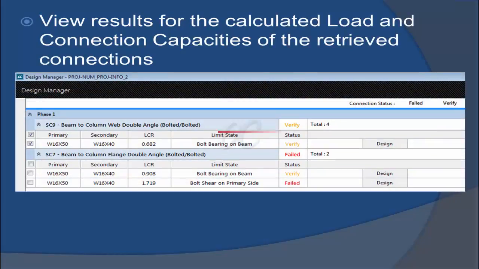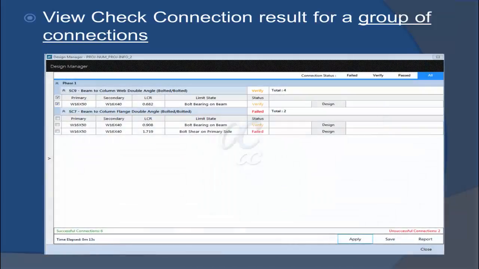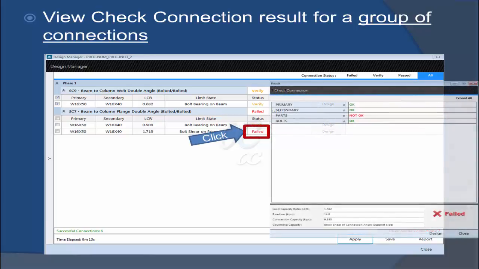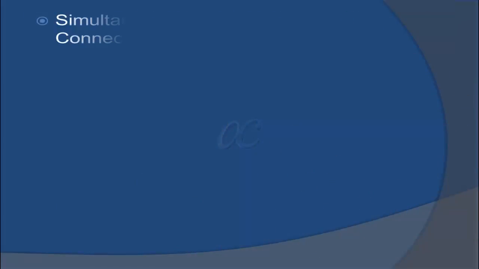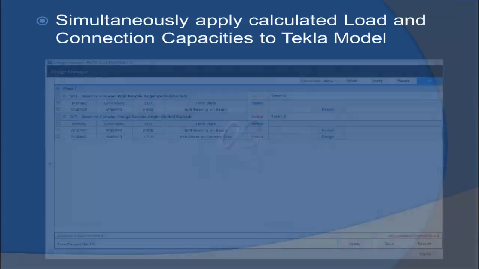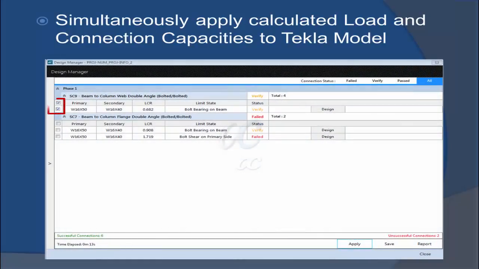At a glance, you can immediately see the calculated load and connection capacities of the retrieved connections. From the summarized status, formed under the subgrouped connections, you can instantly check and review the result of the calculation. By selecting connections, you can simultaneously apply the calculated load and connection capacities to your model, through the Apply button.